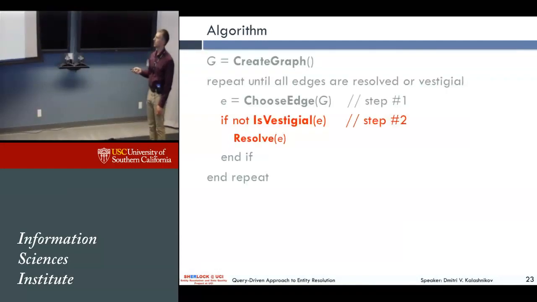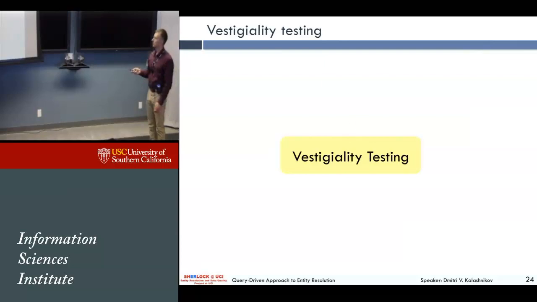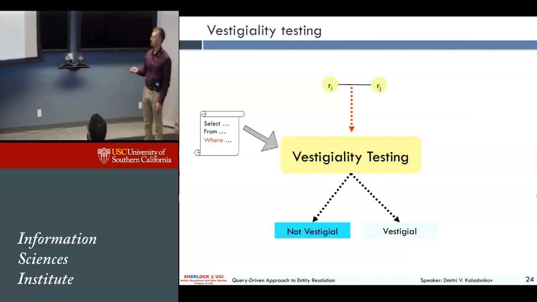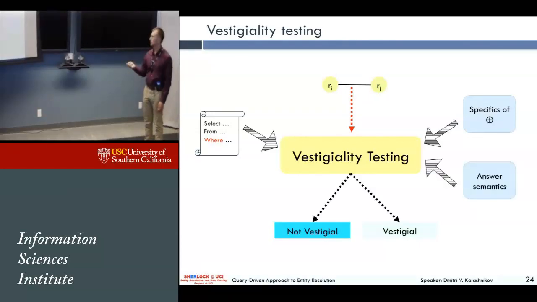So what is this vestigiality? Vestigiality testing does the following. It looks at a pair of, let's say, tuples, and it outputs the answer: vestigial or not vestigial. It means whether the call to resolve is going to be redundant or not redundant for this pair. And it does this by analyzing the semantics of the query, the specifics of the combine operation, the answer semantics, and the decisions made so far by the algorithm.